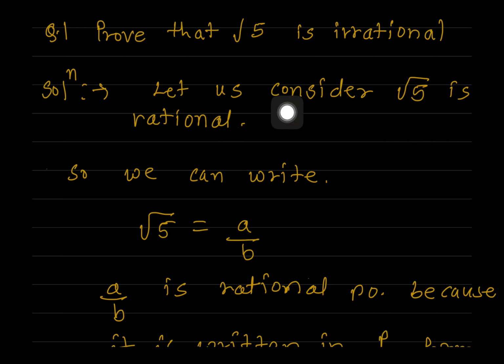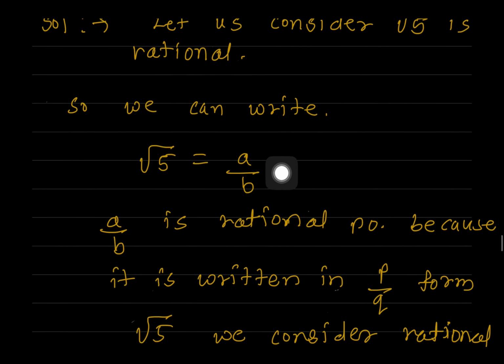Let us consider this root 5. We have to prove it is irrational. But now assume that root 5 is a rational number. Here a and b are some numbers. If it is written in the form of a upon b, then it becomes a rational number. Here we consider it rational, so root 5 equals a upon b.